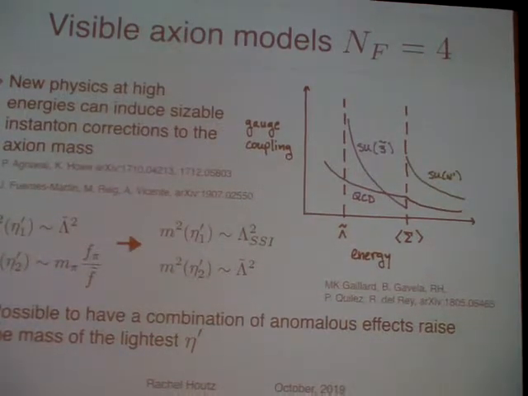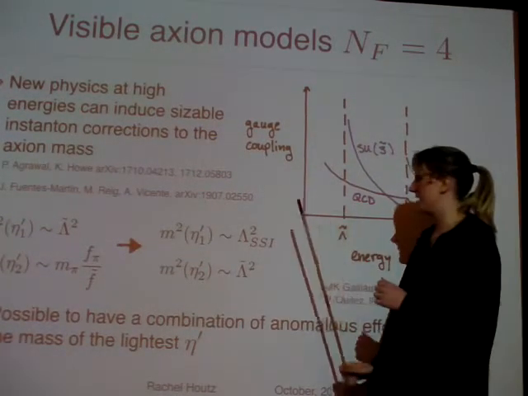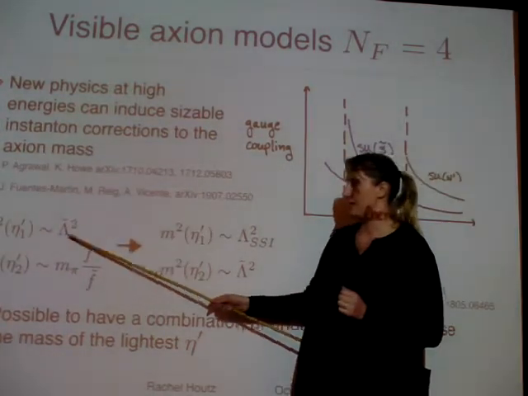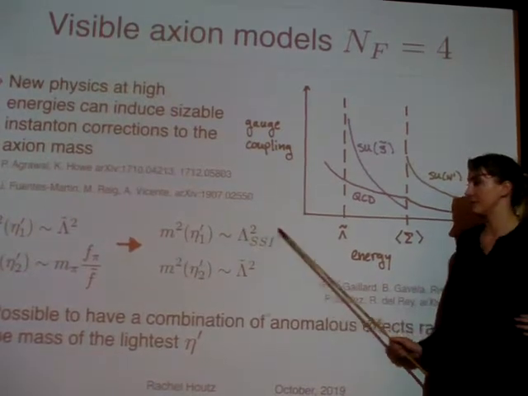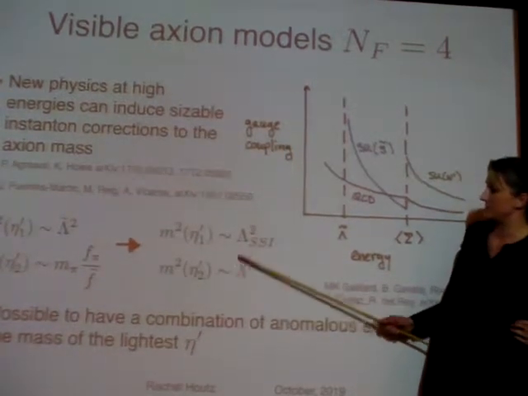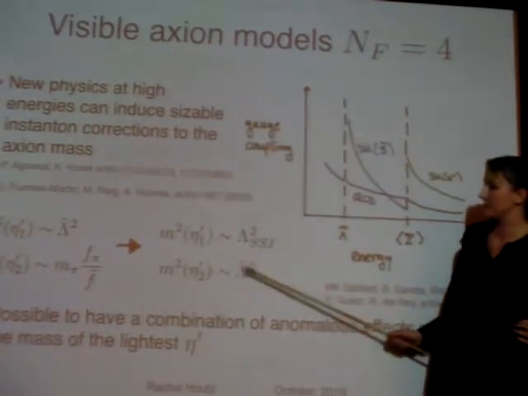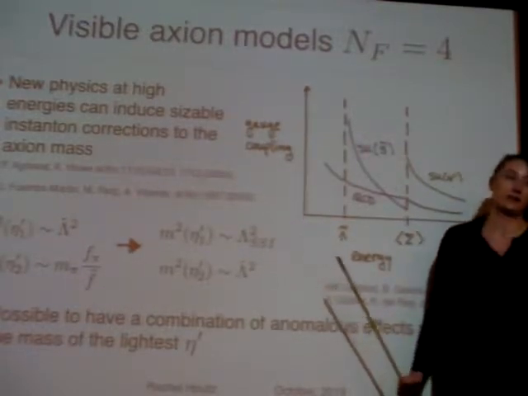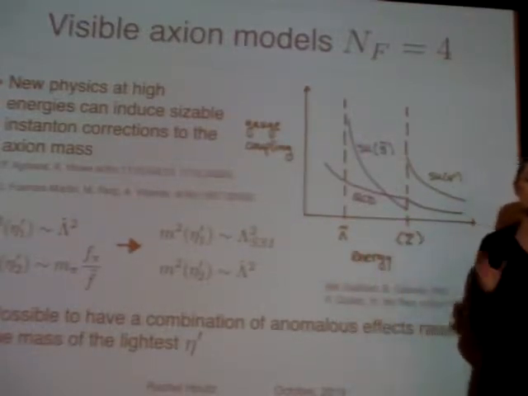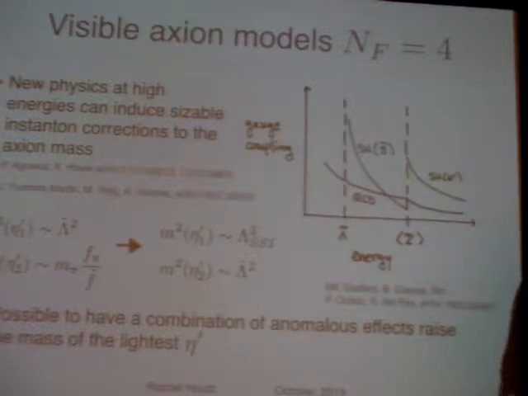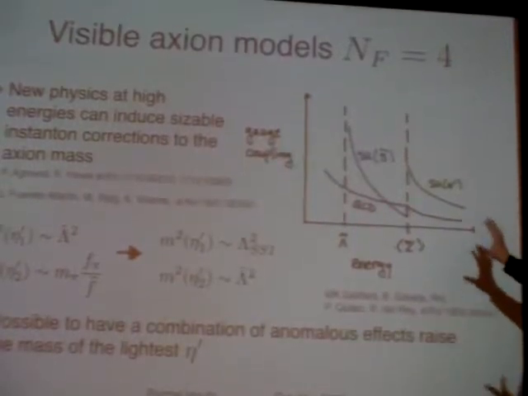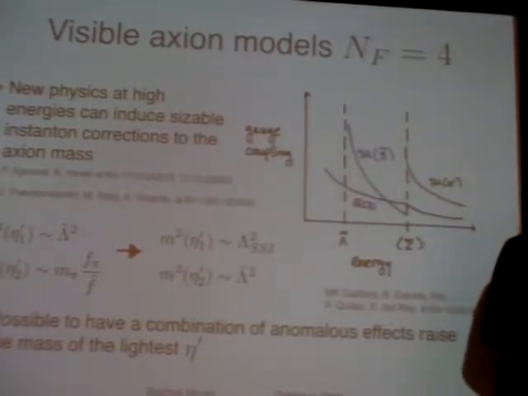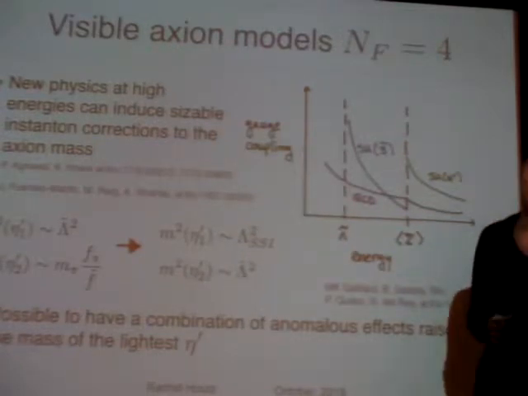Remember before I said we have one heavy axion and one invisible axion. But it's possible that for four flavors these should be switched. You can have one axion that's living at the confinement scale and one axion that also has a very high mass due to these small size instanton effects, if you can arrange it so that they talk to them independently. That's the important point. So it's possible to play a game so that a combination of anomalous effects can increase the mass of the lightest eigenstate.